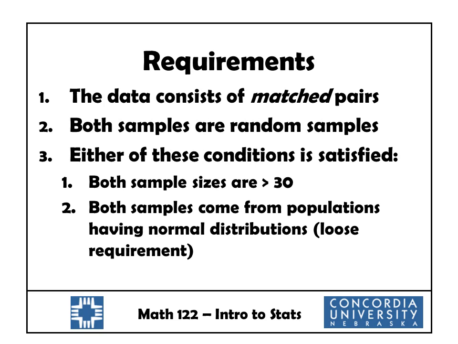Now, our requirements for this type of test are, first of all, the data consist of matched pairs. That's really one of the key requirements for this type of test. That's why it's called a paired t-test. Second, both samples are random. That always has to be the case. And then third, either both sample sizes are greater than 30, or both samples come from populations having normal distributions. Now, this is a loose requirement, meaning it doesn't have to be met precisely, just as long as they're not too far from normal distribution, and the third requirement is met.